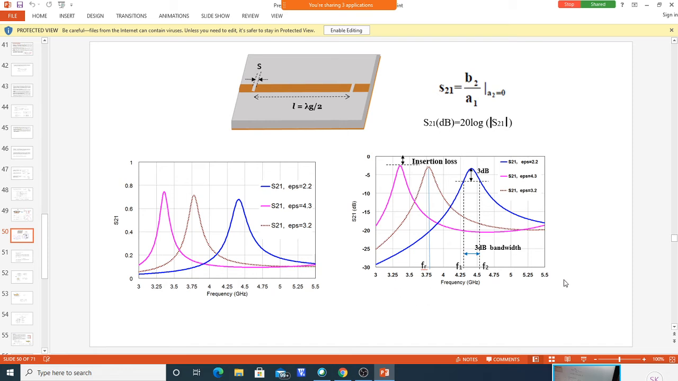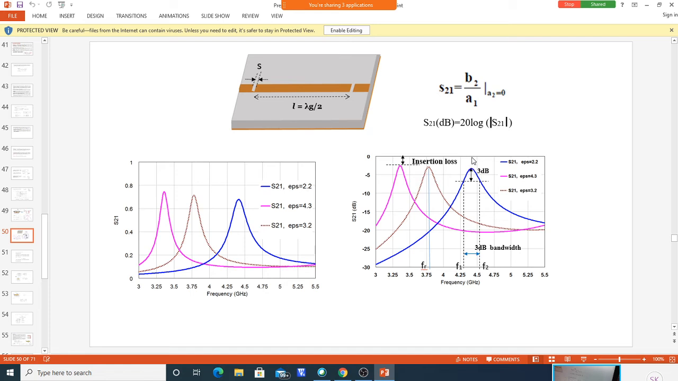So with respect to frequency, by plotting you can come to know at what frequency you are getting the maximum output. This is the maximum output that we are getting. At a frequency of 4.3, we are getting maximum power. So it is resonating at this frequency. And also you can come to know how much loss is there.